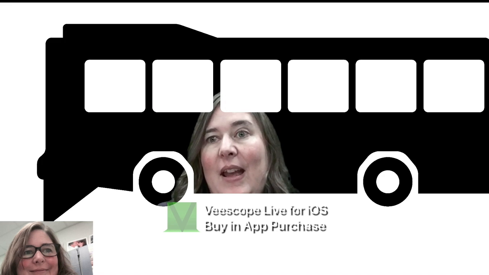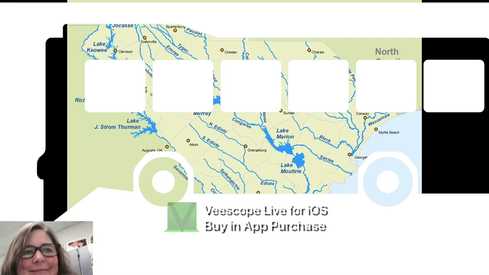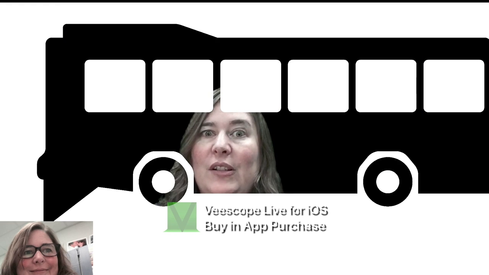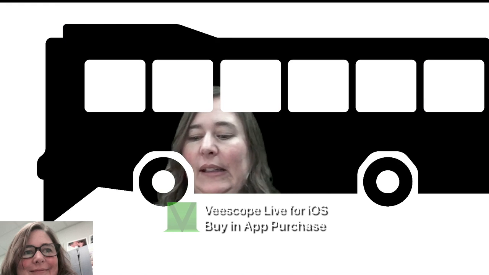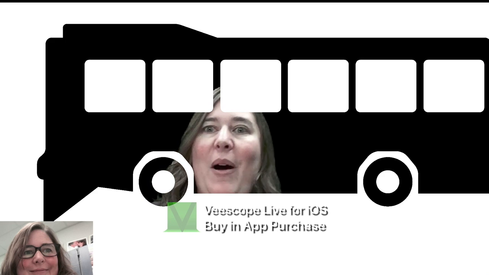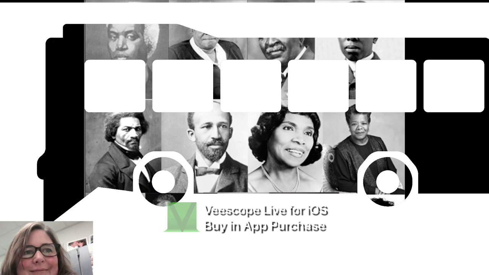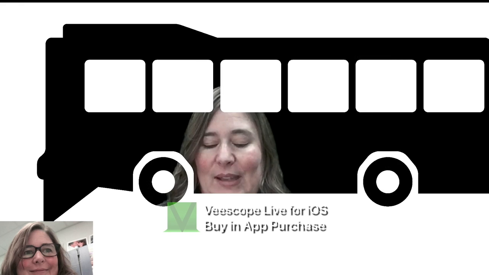First grade, maybe you're talking about South Carolina and landforms, so maybe I would float down one of the rivers from here to the ocean through South Carolina. And in second grade, we've been talking about biographies, so maybe I would choose my famous person that I've been writing about and go back and actually meet them in time.